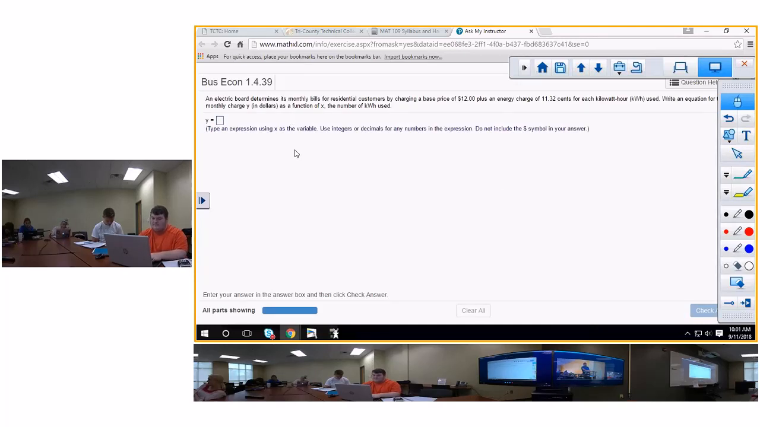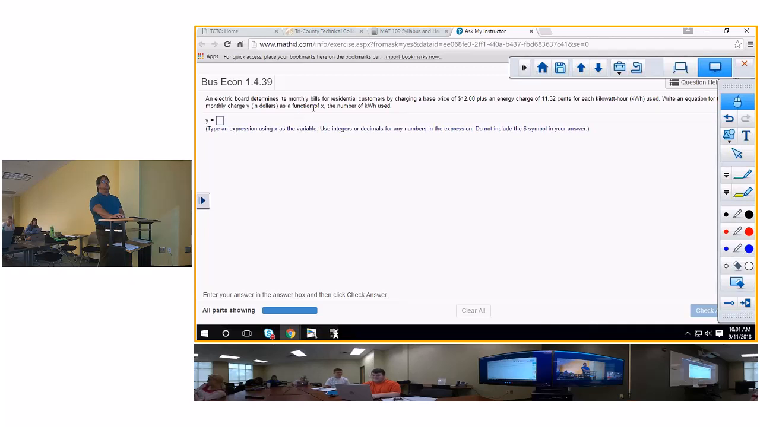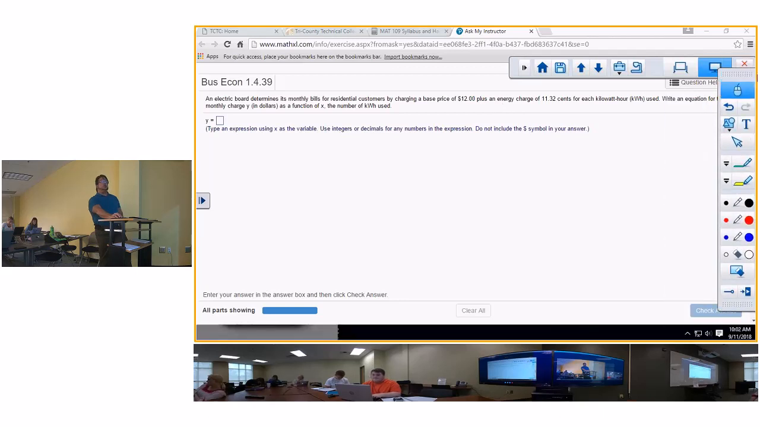No sneezing in class. An electric board determines its monthly bills for registered customers by charging a price of $12 plus an energy charge of 11.32 cents for each kilowatt. So that's 11.32 times kilowatt K plus 12. I guess it wants you to write an equation. Yep, write an equation for the monthly charges as a function of x, the number of kilowatts.